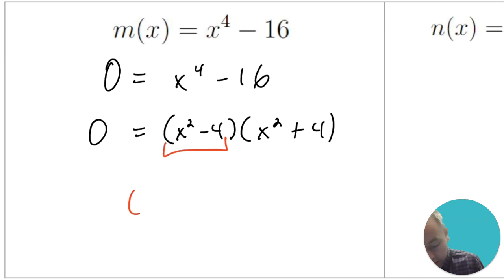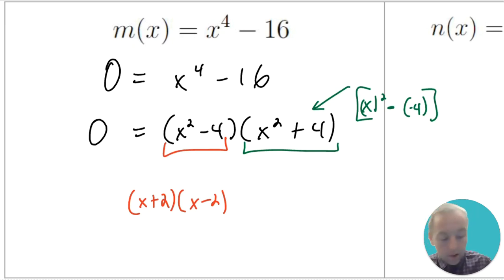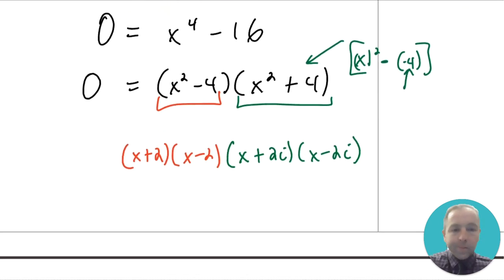So that right there could be broken down to be x plus 2 times x minus 2. Okay? And then, because that's plus, you could kind of think about that as being x squared minus... so then it's kind of like a difference of squares, but then since the square root of negative 4 would be 2i, then you can actually factor that down as x plus 2i times x minus 2i when it's a sum of squares.